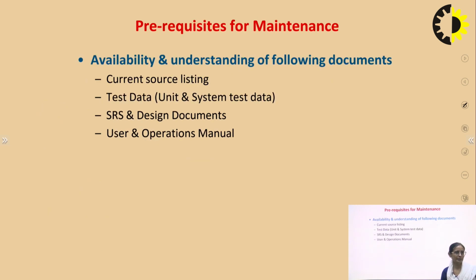What are the prerequisites for maintenance? Availability and understanding of the following documents, that is, the current source listing. What is the current source listing? From where has the code come? Then the test data, both unit and system test data. Then SRS and the design documents, users and operational manuals. These are the prerequisites when you go with the maintenance part.